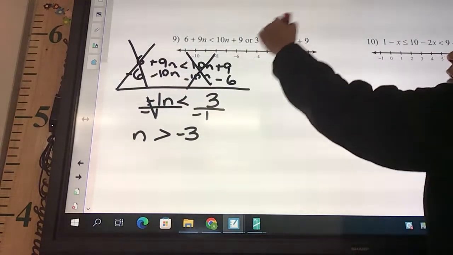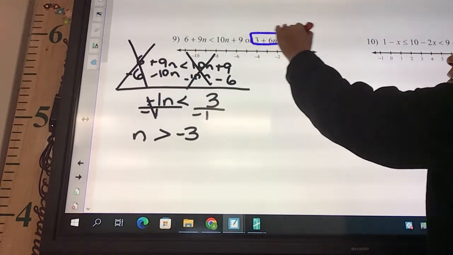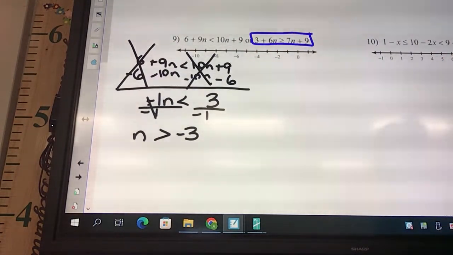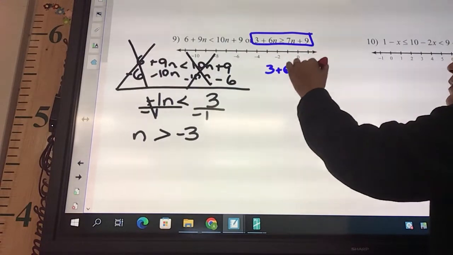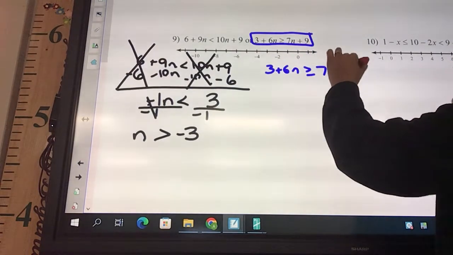Okay, for the second equation, that's going to be all of this. See how the or separates those two equations? That's how you know what goes to what. Okay, so we got 3 plus 6n is less than or equal to 7n plus 9.